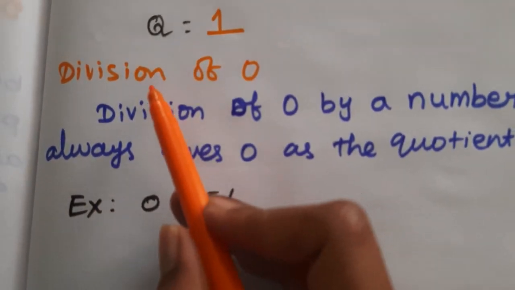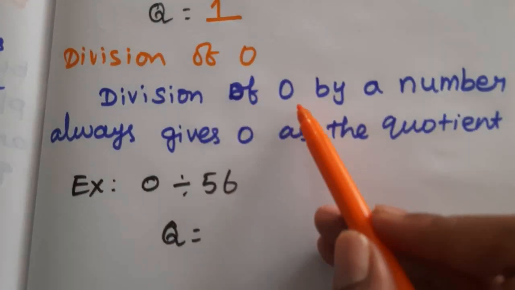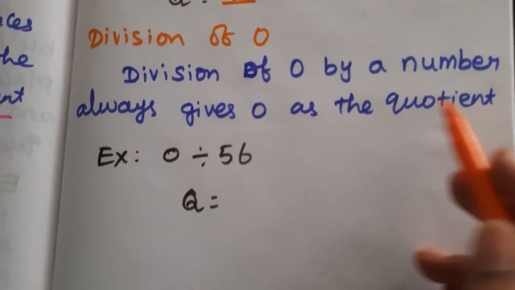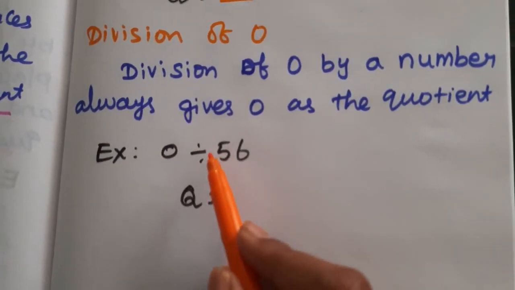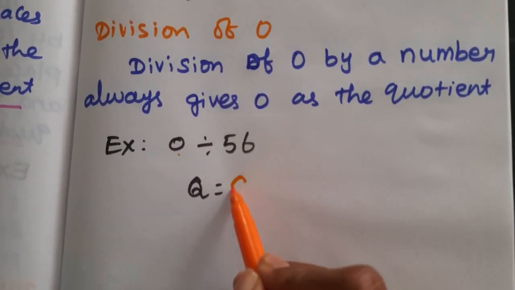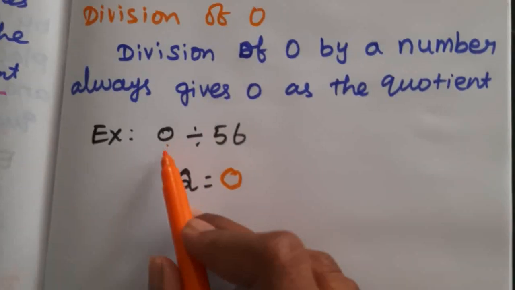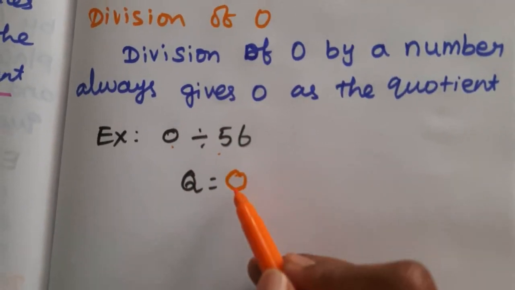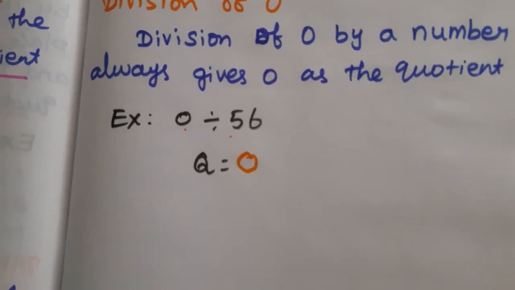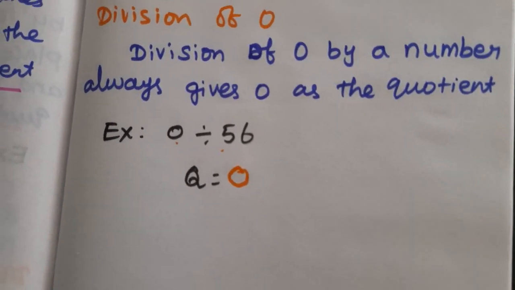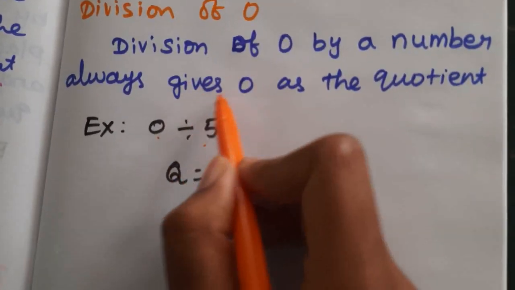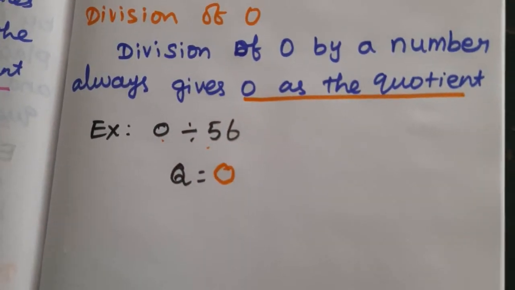The next property is division of 0. Division of 0 by a number always gives 0 as the quotient. See the example: 0 divided by any number, the quotient is always 0. For example, 0 divided by 125, obviously the quotient is 0. Division of 0 by any number gives 0 as the quotient.